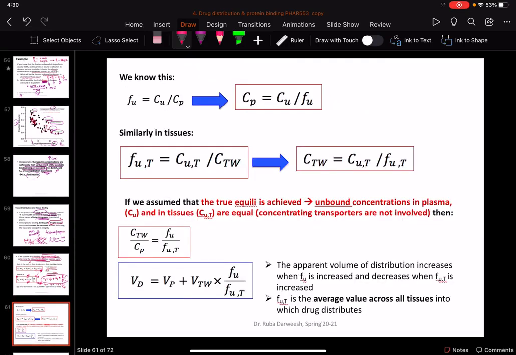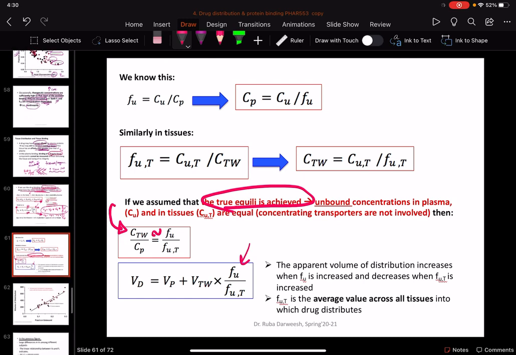We can know that at equilibrium, let's start from here, the concentration in tissue over plasma would be equal to the fraction unbound in plasma over the fraction unbound in tissue, if we are at equilibrium. And so you can have this instead of the concentration term, as the fraction unbound in the plasma over the fraction unbound in tissue, which is the same thing that you know.